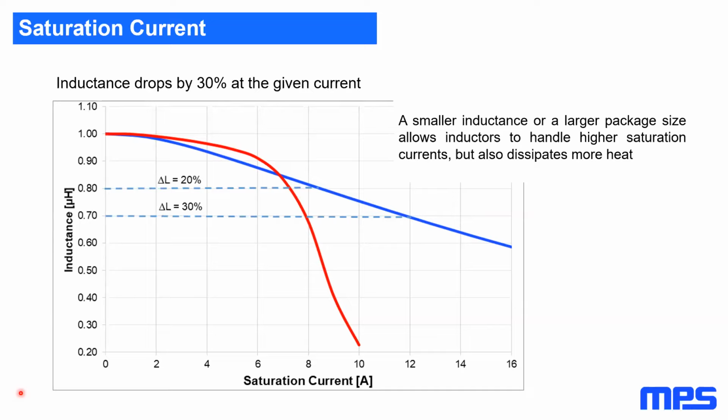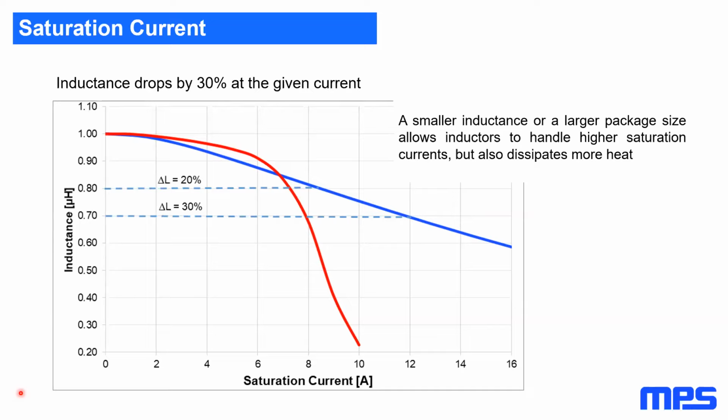Because 1 or 2%, it's not much, but it's making a big difference when we are talking about overall efficiency of the system. We have this measurement at 500 kilohertz, and we discussed that the core material will behave differently at different frequencies.